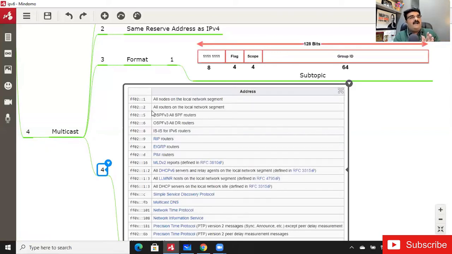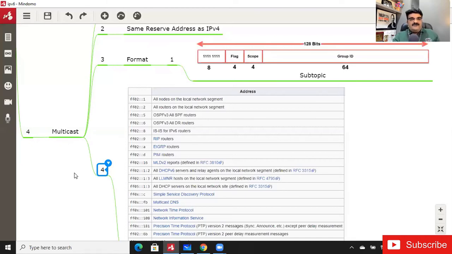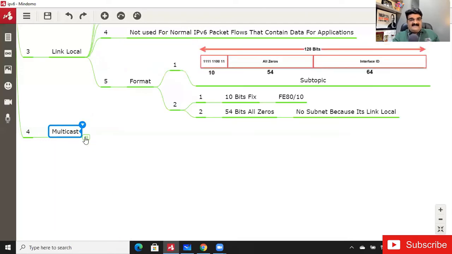FF02::2 is for all routers, and FF02::1 is for all nodes. Yeah, FF02::1 is all nodes. And now type this: FF02::2, it is for all router multicast. Yeah, it is for all router multicast. Yes, good. Right. Okay, so these are the address types.